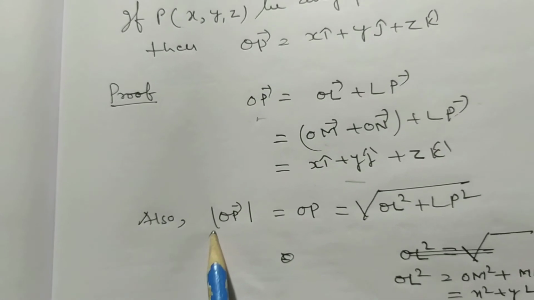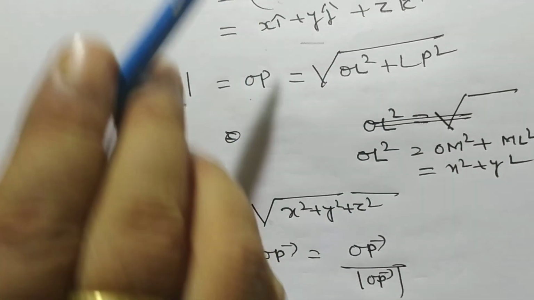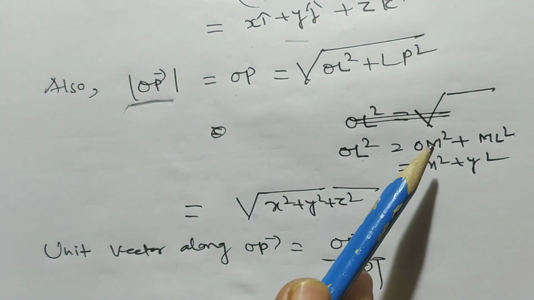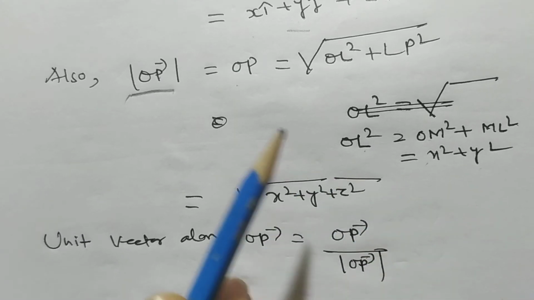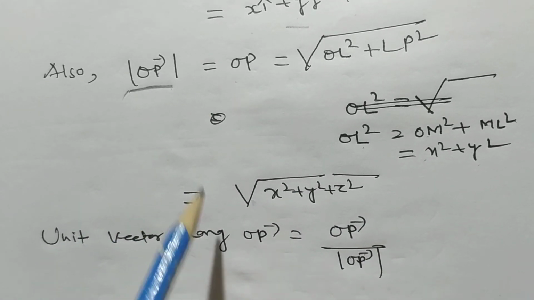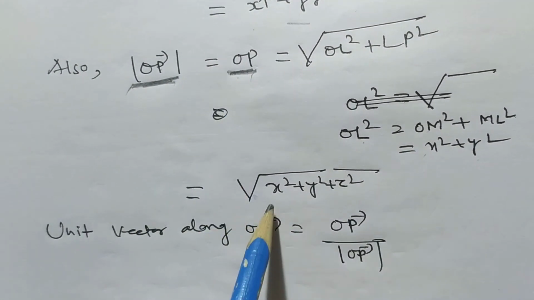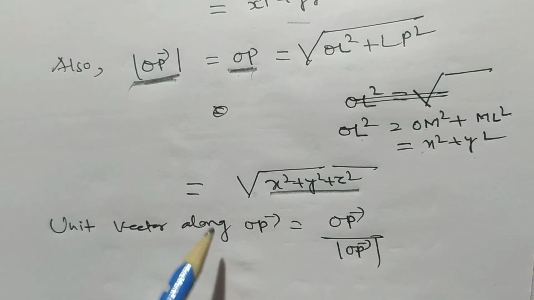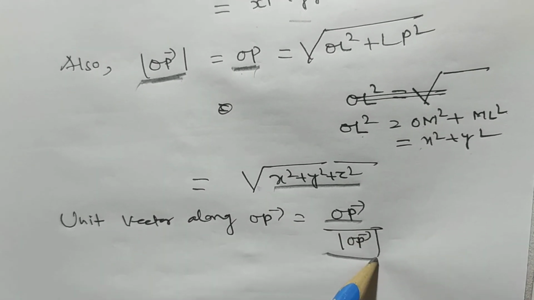Therefore, the magnitude of vector OP is equal to the square root of OL square plus LP square. And OL square is equal to OM square plus ML square, that is x square plus y square. So, my dear student, the magnitude of vector OP is equal to root over x square plus y square plus z square. Unit vector along OP is equal to vector OP divided by its magnitude.